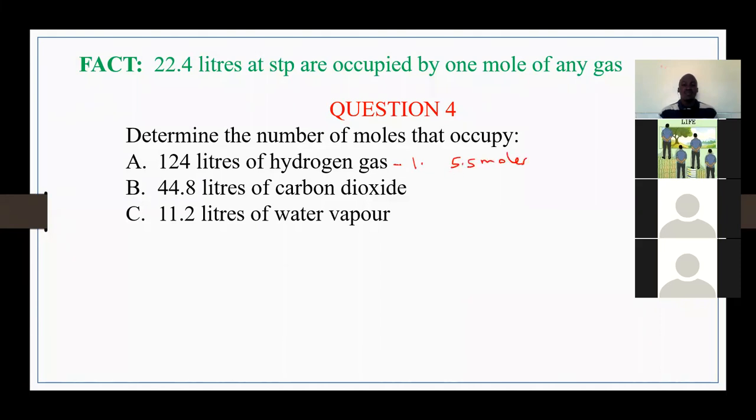You see, Peter should tell you his guessing techniques. No, I'm not guessing. Determine the number of moles that occupy 44.8 liters of carbon dioxide. 2 moles.